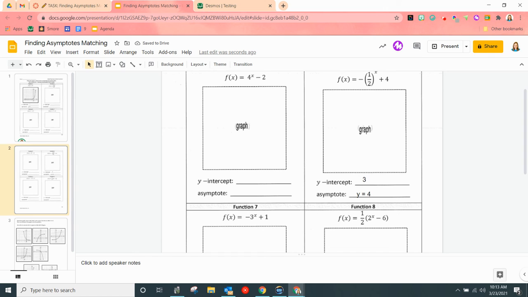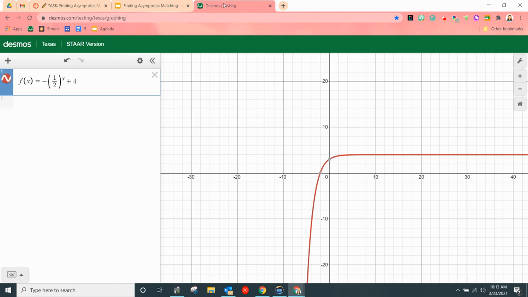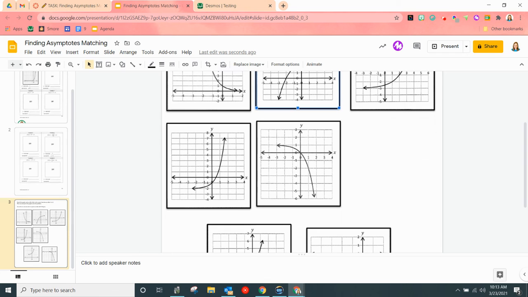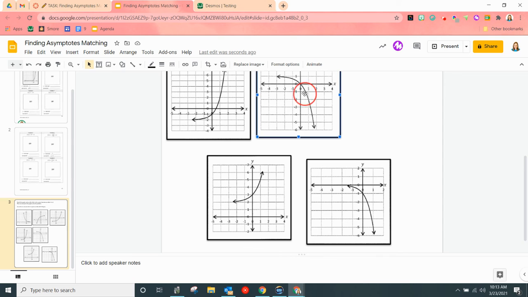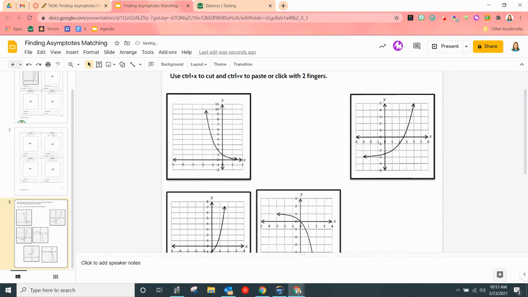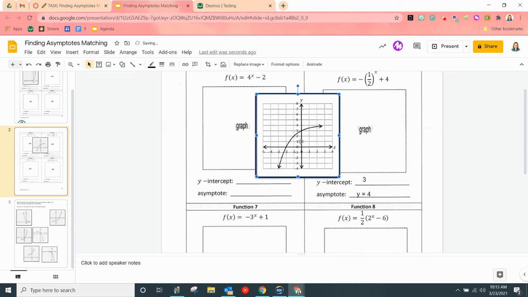Okay, that's all there is. Now, let's go find our graph here. Let me do that real quick. Okay, so this one is like an upside down L, and I know it's crossing at 3. So I'm looking for that. Oh, it could be this one. This one's crossing at 3. It's an upside down L. It wasn't going this direction. It has to be that one. It has to be the one that's upside down. So I'm going to Control X, Control V. I'm going to paste that right there.